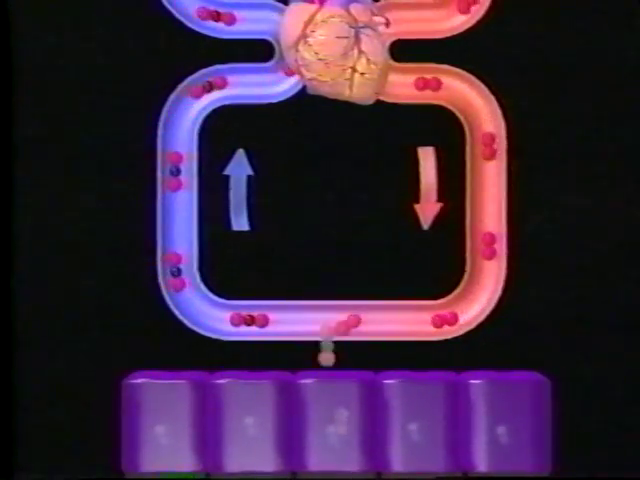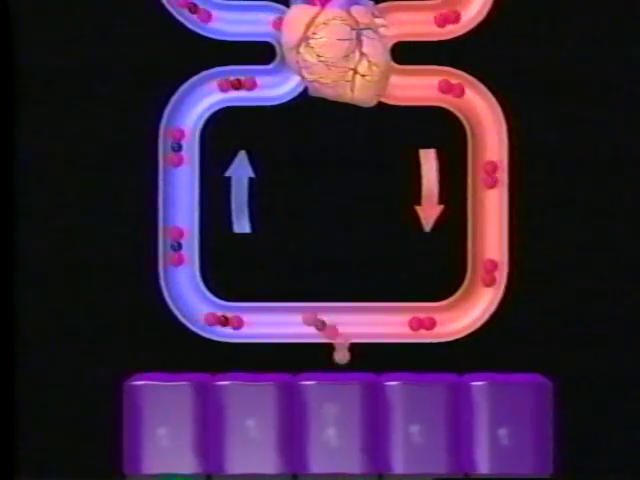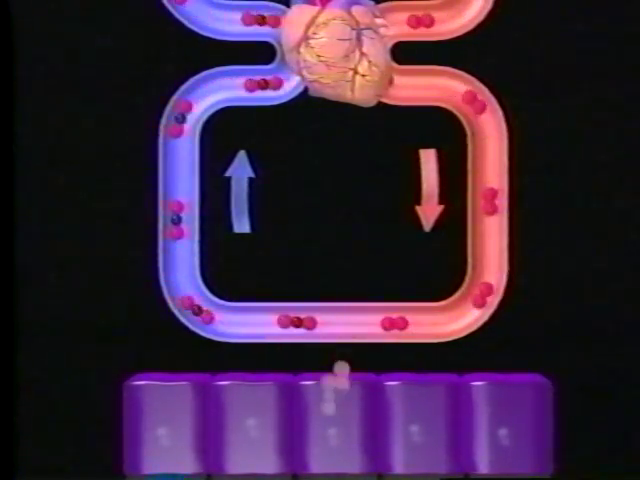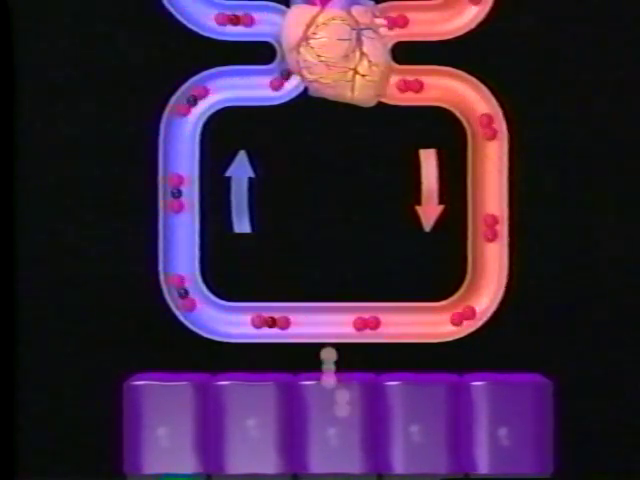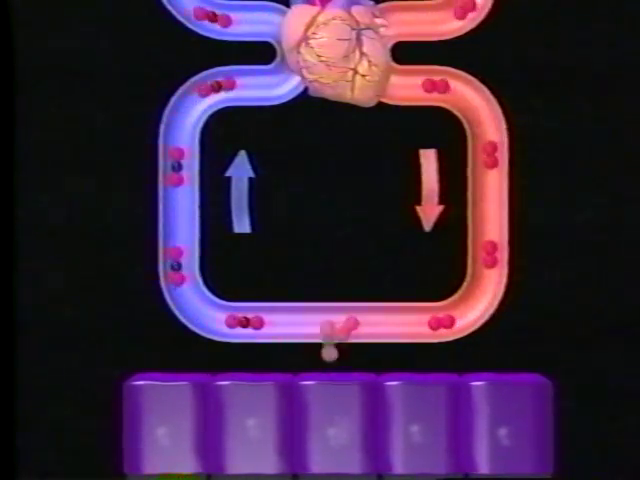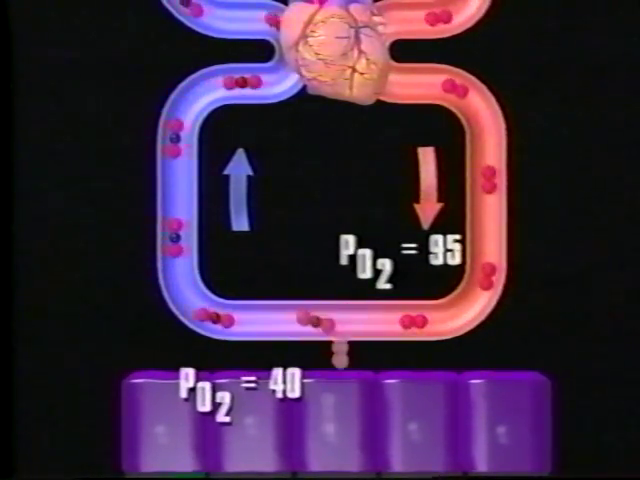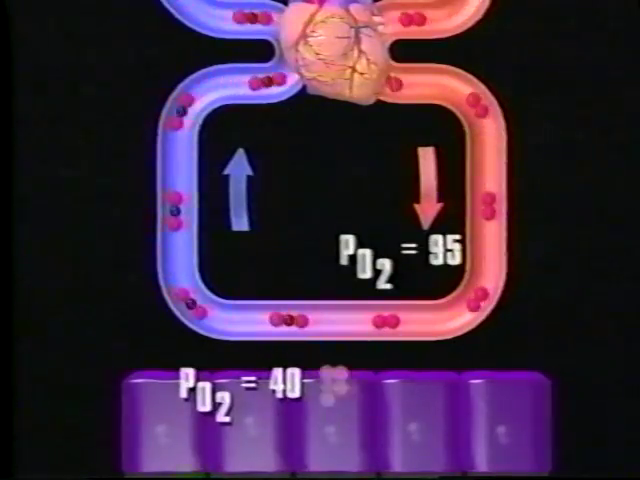Cells constantly consume oxygen as they metabolize glucose in the process of cellular respiration. Diffusion of oxygen out of the blood and into the tissues occurs because the partial pressure of oxygen in tissue fluids is low, about 40 millimeters of mercury.